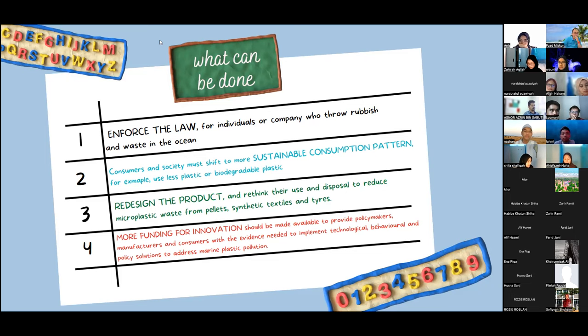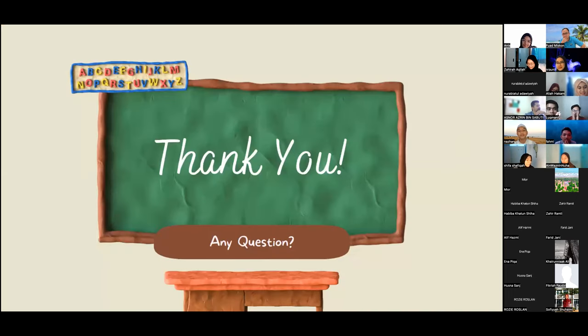And last one, more funding for innovation. Of course, to require them to innovate something, you must give them money. So the government has to fund more money to these companies so that they can implement the technology, behavioral and policy solutions to address marine plastic pollution. I guess that's all from our group. If there are any questions?